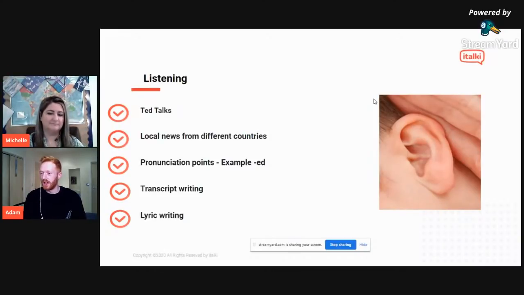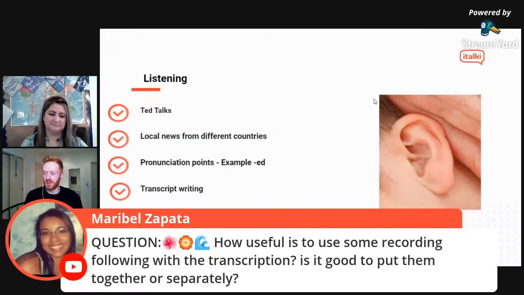We also then have a question from Maribel, which is, how useful is it to use recording following the transcription? Is it good to put them together or separately? I don't know how you like to do this, Michelle. For me personally, I usually will play the audio first and use the transcript as a follow-up afterwards, just to give the student a chance to have audio only and then use the transcript as a guide if they need it. But what's your approach when you're using those TED Talks? Do you use them simultaneously or separate?